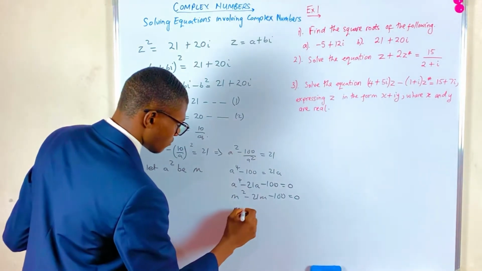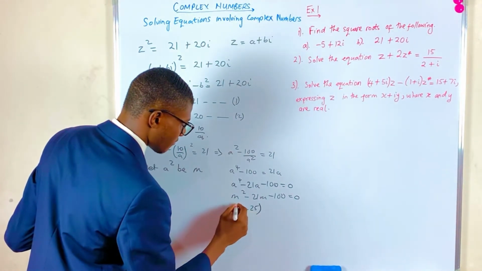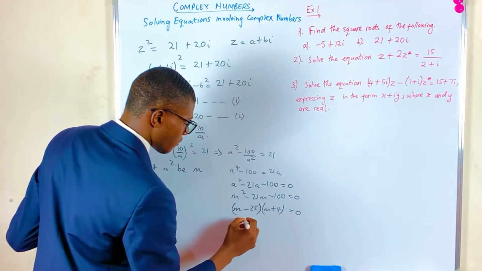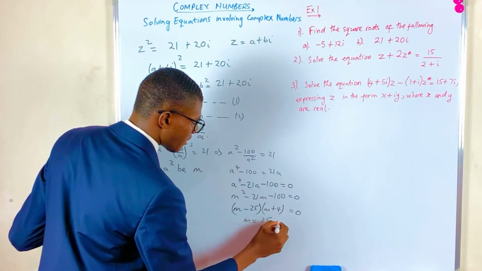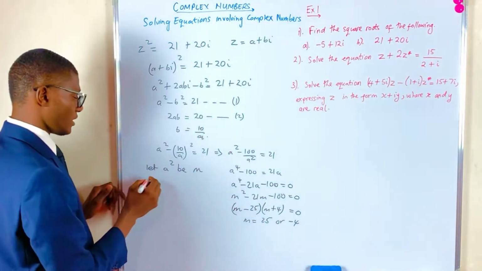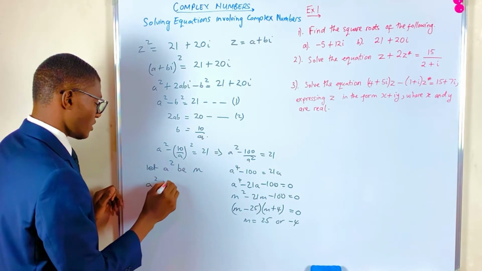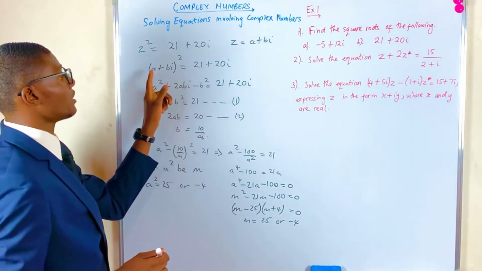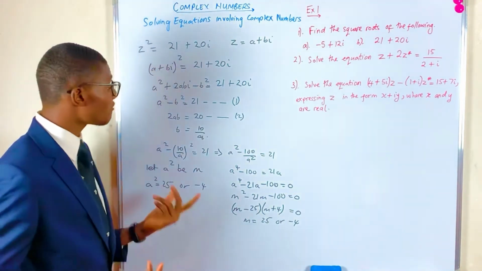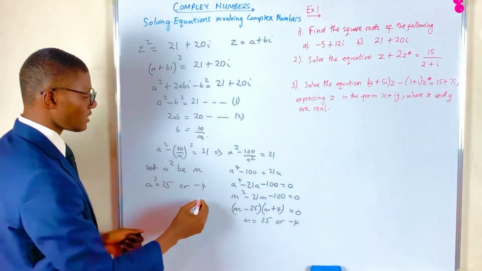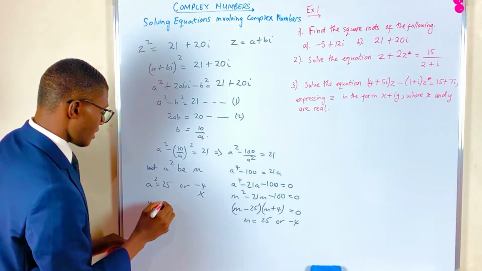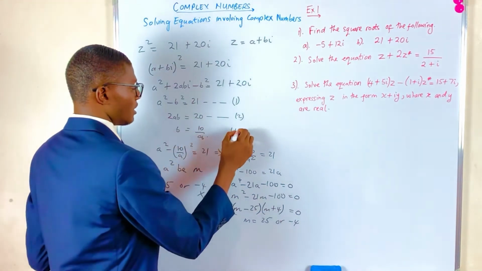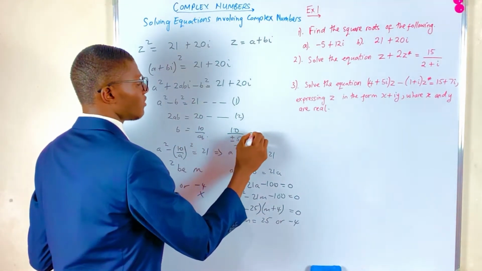So this will be (m − 25)(m + 4) = 0, which implies that m is equal to 25 or −4. Right, so a squared is equal to 25 or −4, but we need a to be real. So if a has to be a real number, we shall discard the negative, such that a is plus or minus 5. Then b would be 10 over plus or minus 5, which will give us plus or minus 2.